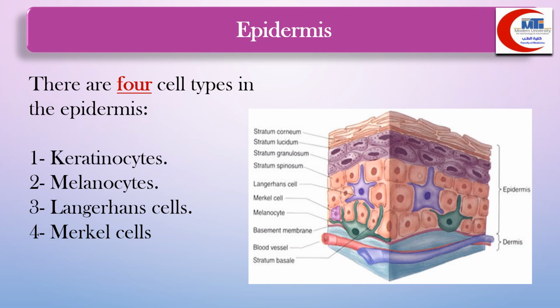There are four cell types in the epidermis: keratinocytes, melanocytes, Langerhans cells, and Merkel cells. Another classification may be keratinocytes and non-keratinocytes. Keratinocytes are cells found in all layers of the epidermis, and non-keratinocytes include the melanocytes, Langerhans cells, and Merkel cells.